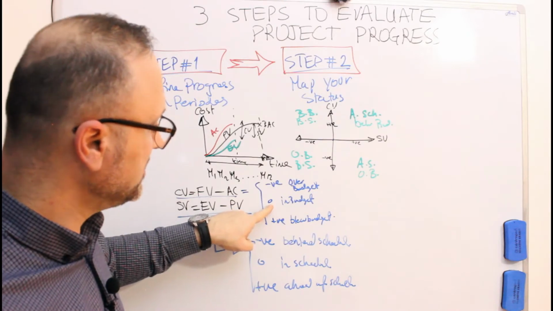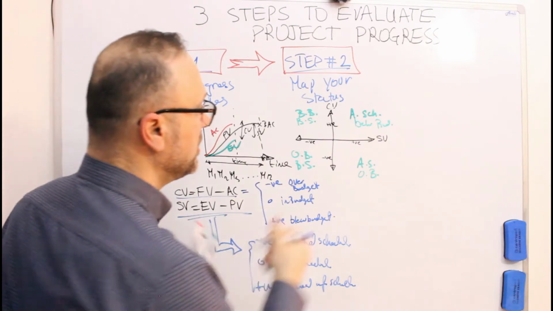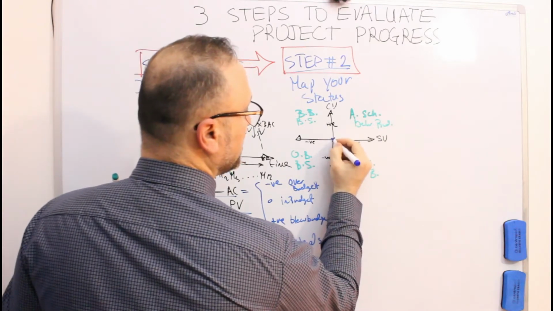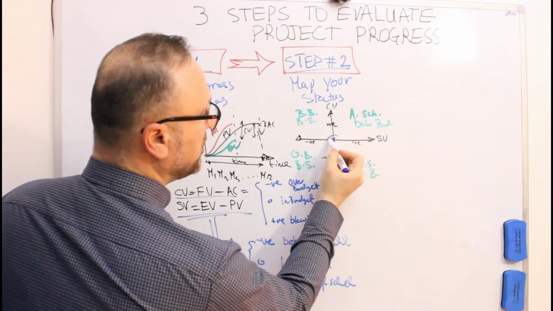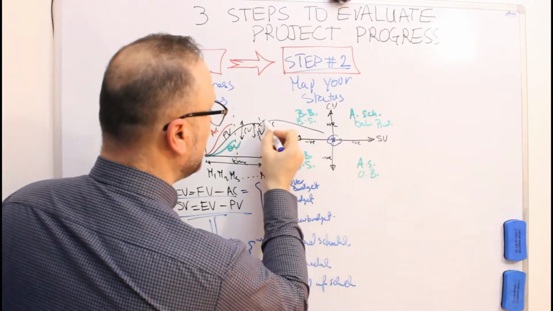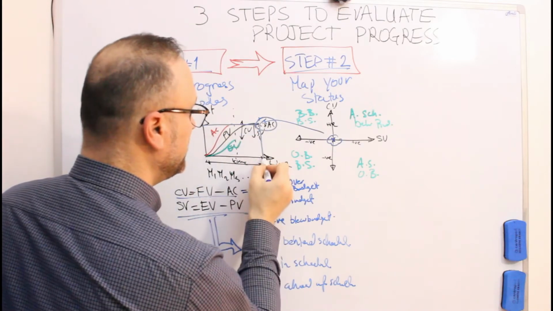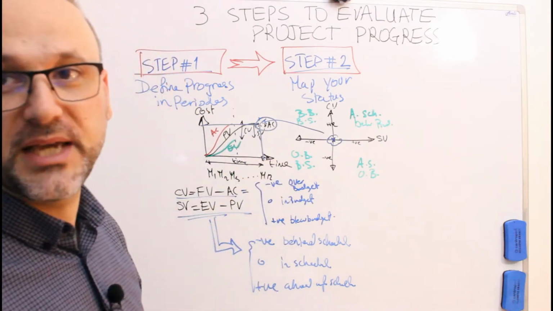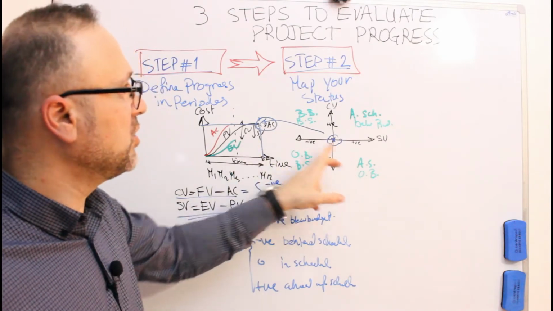If this is 0, 0, then you are in budget, in schedule. Means your point here is your target point. Means this point is actually here where you finish in budget and finish in time. Okay? Simply to connect those two figures all together.